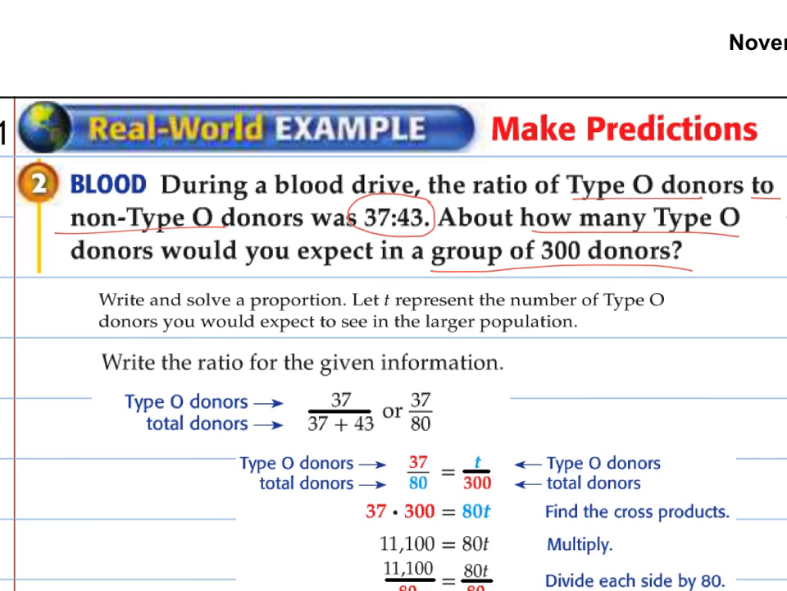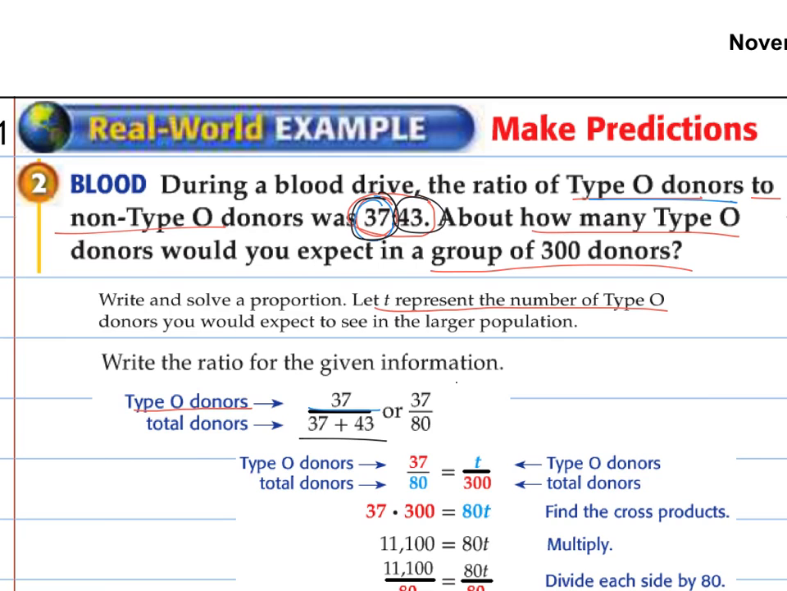So we want to let T represent the number of type O donors. What we're looking for, we need a variable for the unknown, but we need a ratio to compare what we're given. So we're given a ratio comparing non-type O to type O, or vice versa, but we're trying to find out type O to total. So if in our ratio this one represented the type O donors, that's going to be our numerator, and we need to add our total. So we need to add our type O and our non-type O together for 80.